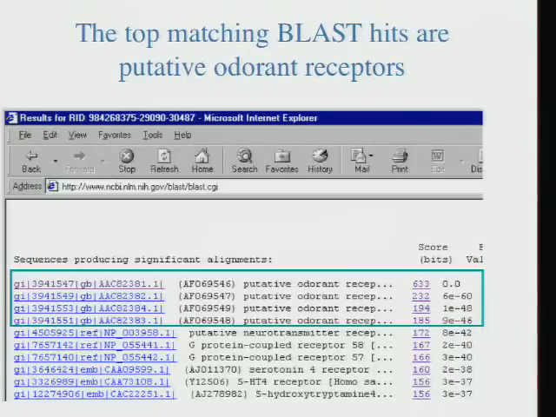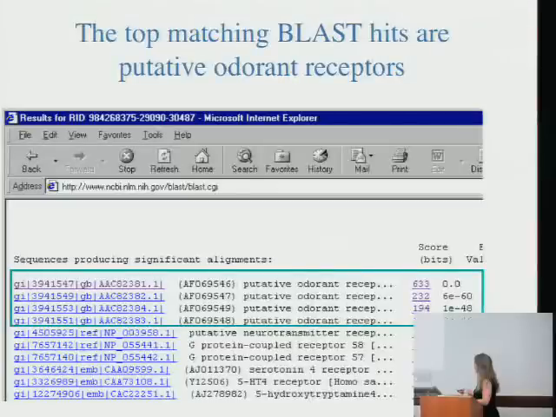They have very significant E values. But these also have very significant E values. These are serotonin receptors and neurotransmitter receptors and a couple of unknowns. These are all labeled odorant receptors. So if you were a genome annotation program, you would say, okay, it's an odorant receptor, no problem.